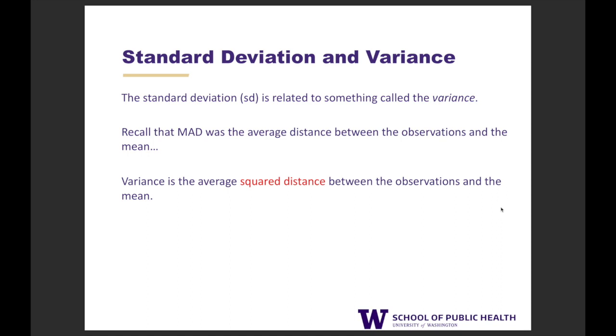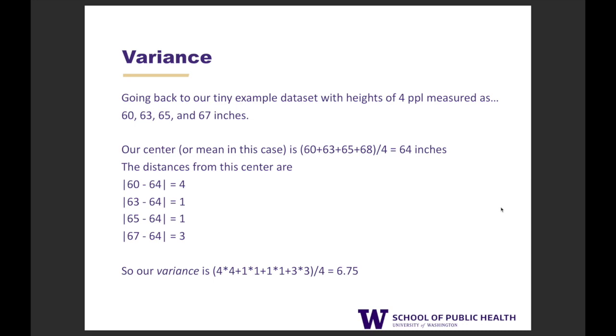So recall, we just talked about this mean absolute deviation, which is the average distance between each of the observations and the mean, or the center of our distribution. The variance is like that, but with a twist: it's the average squared distance between the observations and the mean. So let's see what we mean by that. Going back to our tiny example data set or population with 4 people, and their heights measured as 60, 63, 65, and 67 inches, our center is again 64 inches, the average of all of them. The distances, again, are 4, 1, 1, and 3.